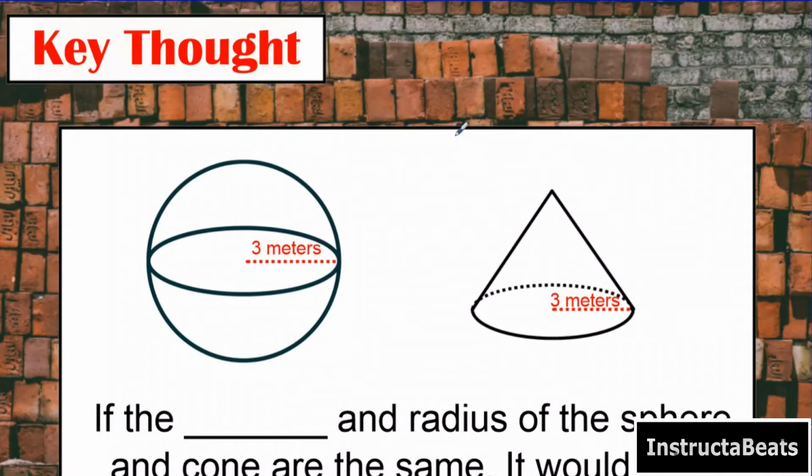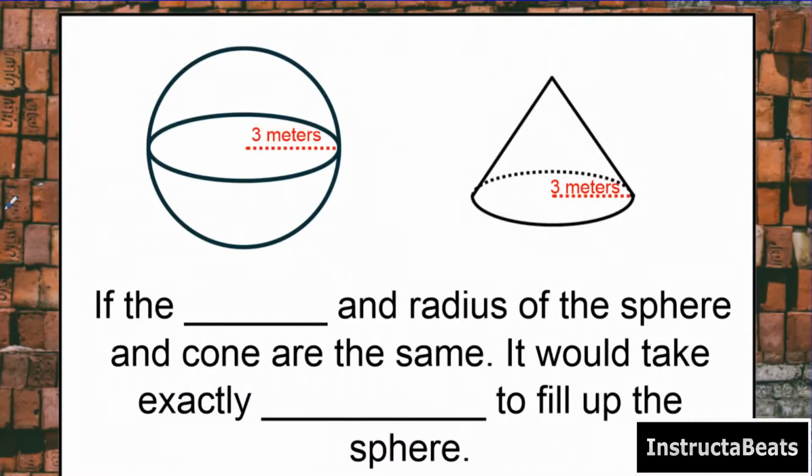All right, so let's start with a key thought. In the last lesson we talked about where the volume formula for a cone came from, right? And it was 1/3 of the cylinder. And the reason it was 1/3 is because it took 3 cones to fill up the volume of a cylinder, right? And that's how we derived the formula, and we talked about that. Well, a sphere and a cone are also related.